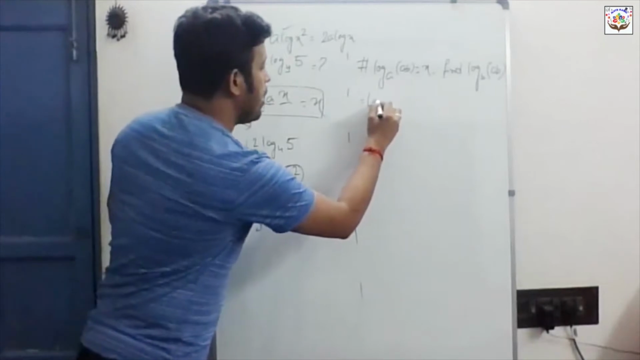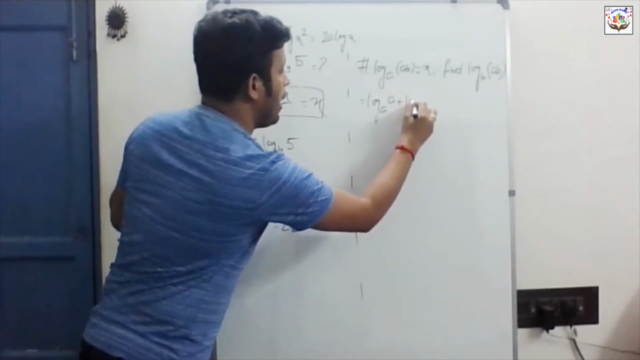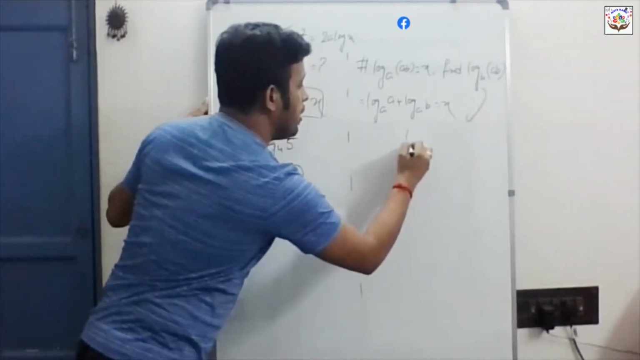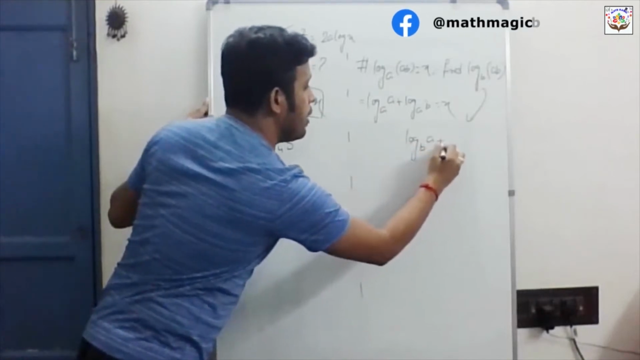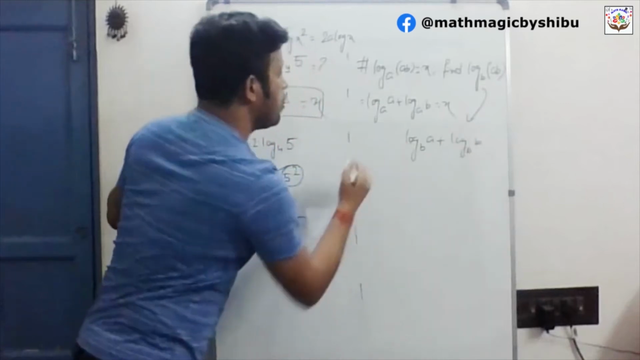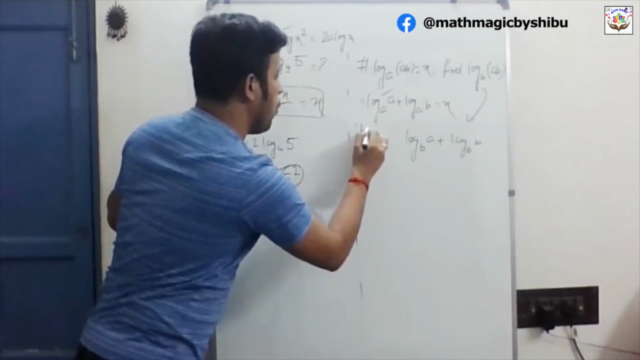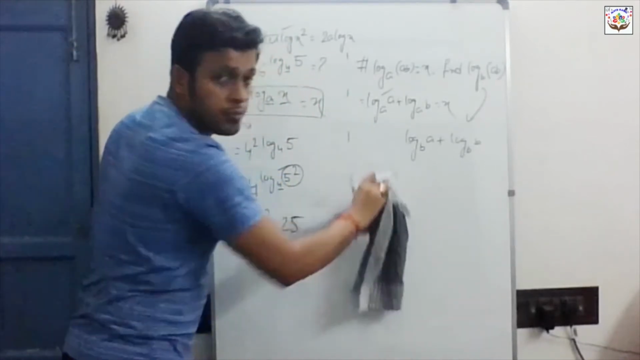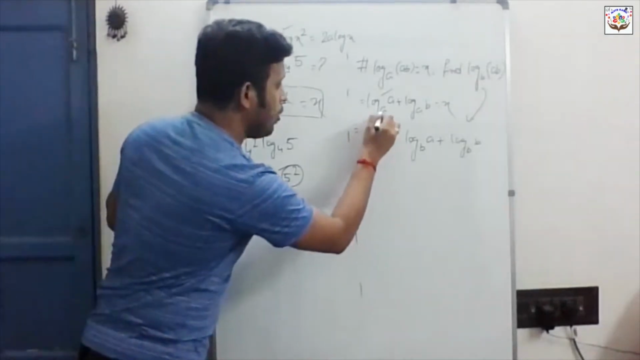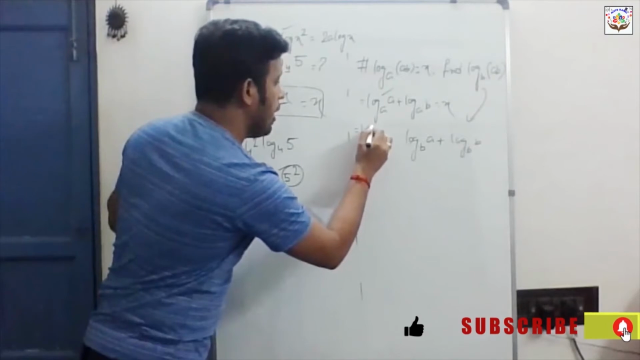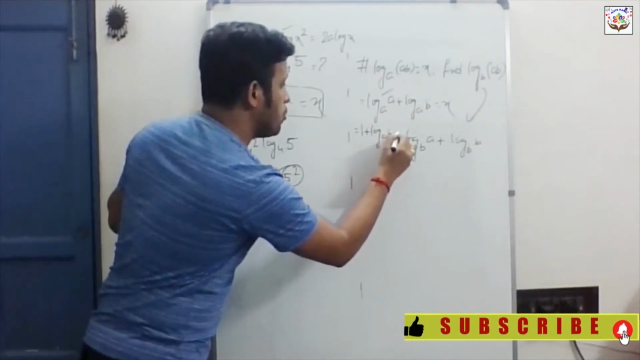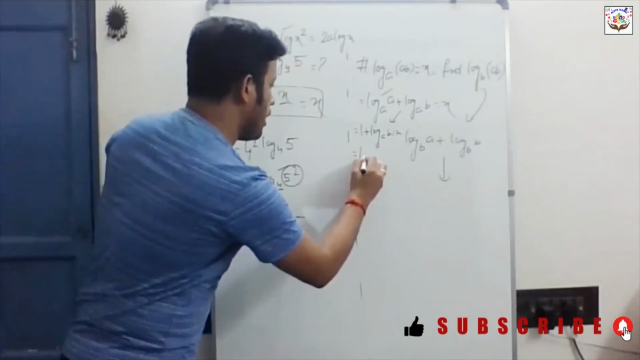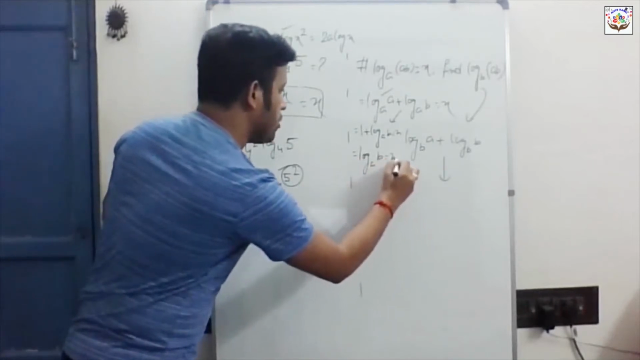Here we can write it as log base A of A plus log base A of B equals x. And what we need to find, I am distributing it as log base B of A plus log base B of B. So now this is 1. So 1 plus log base A of B. Just try to understand: I am writing log base A of A as 1, and log base A of B equals x from this part. Now from here what we are getting is that log base A of B equals x minus 1.